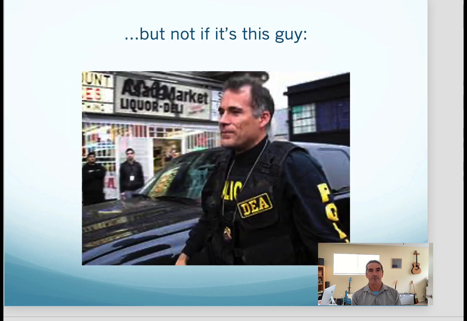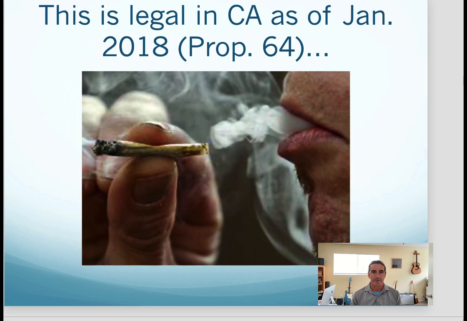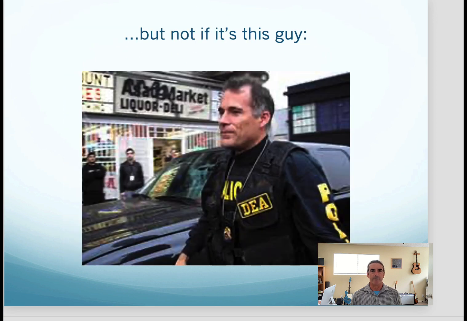If this guy pulls you over, you're in trouble. This is a federal DEA agent. By federal law, marijuana is still an illegal substance. How can it be the case that the same exact thing, this thing, is both legal in the state and illegal according to the federal government?